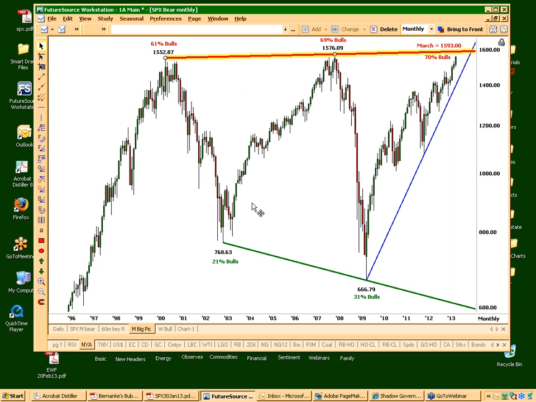Now, there's an alternate interpretation of this, which leaves one with the same implication, and that is an expanding triangle, that it's still a peaking pattern. And here again, what would be required is one more higher high above the 2007 high to complete a major top and set off a major decline.